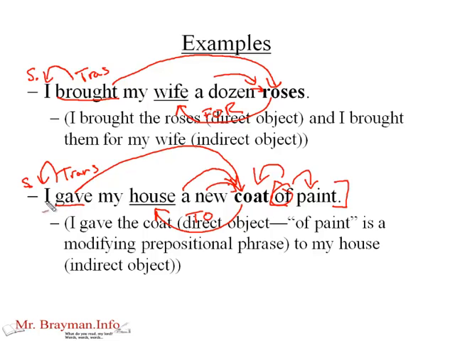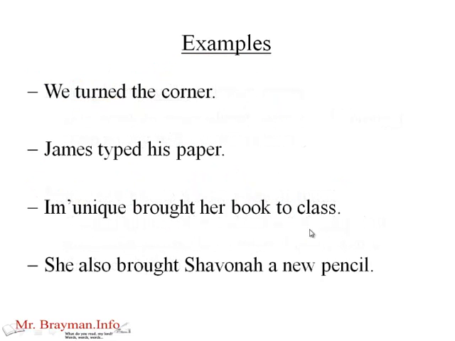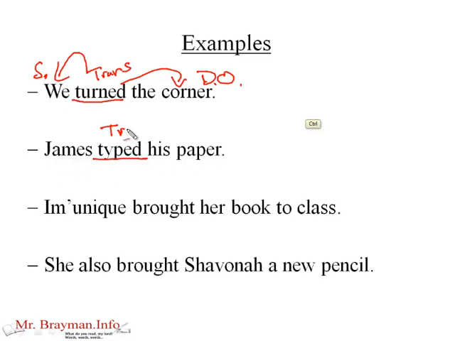But notice the structure here, right? Transitive verb, gave the direct object to the indirect object. All right, so let's look at a couple more examples here, right? Transitive verb. Who or what did that? It's we. Turned what? We turned the corner. That's the direct object. James typed his paper. There's the transitive. Who or what did the typing? It's James. What did he type? He typed paper. In this case, his is a possessive pronoun, but it's modifying paper.